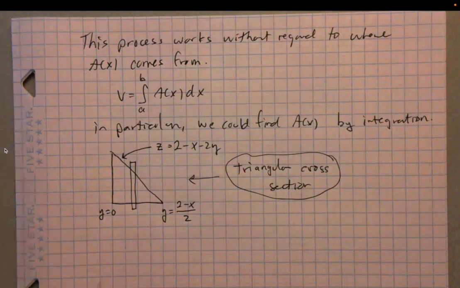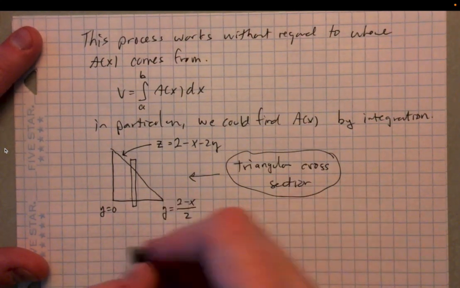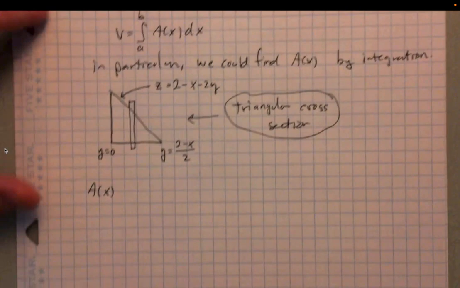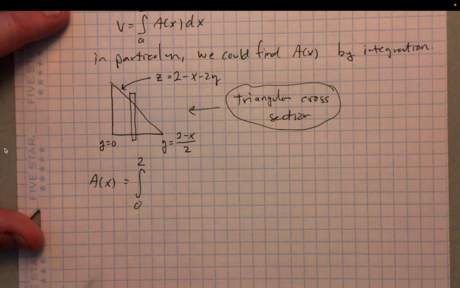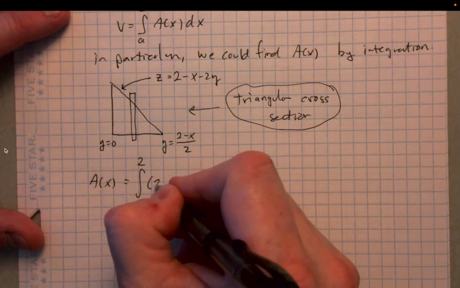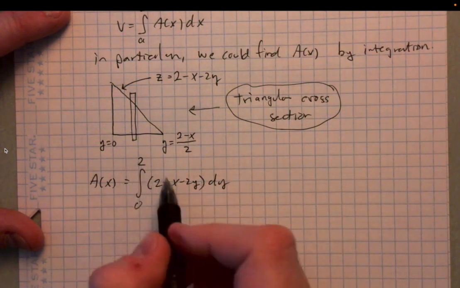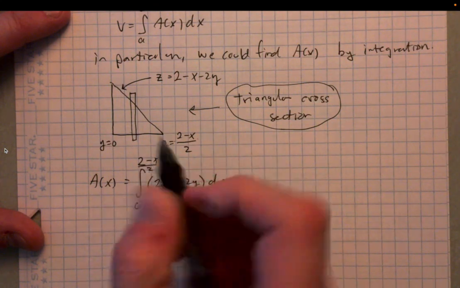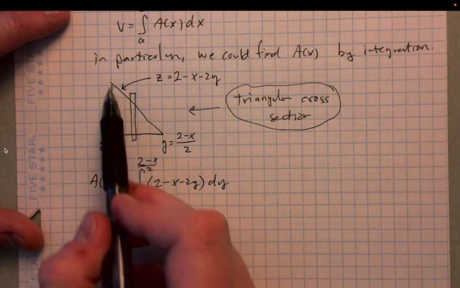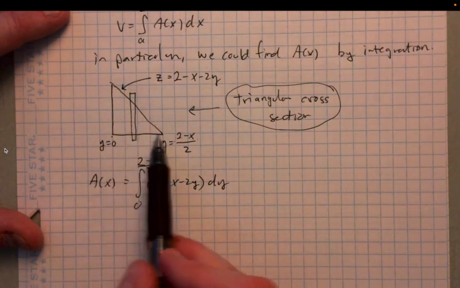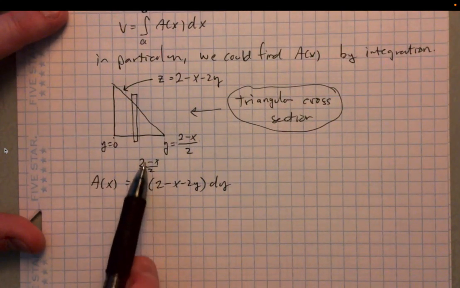Can we figure out the area of this region using the coordinates that we have here? Definitely. We'd say A of x is equal to the integral from 0 up to 2 minus x over 2 of 2 minus x minus 2y dy. Sorry, the upper limit is not 2, it's 2 minus x over 2, where I'm going from here up to here, and I'm integrating this minus 0, since this is the 0 line.